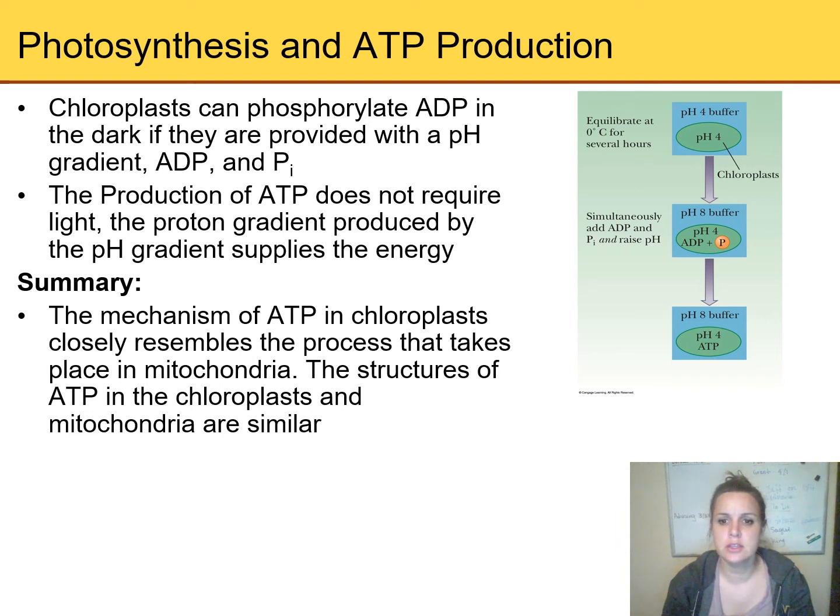So if you look at this figure above my head, you see that scientists have taken chloroplasts at a pH of 4 and they put it in a buffer, and then they look at whether there is going to be a change in the level of ATP production. So how do they do that? They put it in a buffer with a different pH, which has a much lower hydrogen ion concentration, and then they add ADP and phosphates. And as long as the hydrogen ion concentration is changed, then they're able to make ATP.